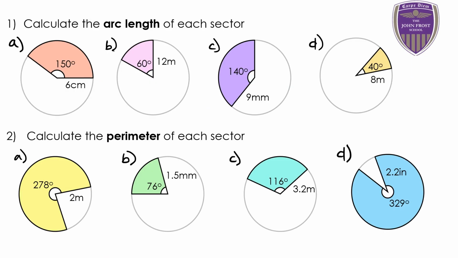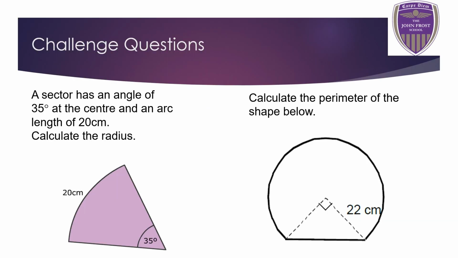So pause the video and have a go at working out the arc length of the top 4 sectors, but then work out the perimeter of the bottom 4 sectors, okay? Best of luck. Okay, welcome back. So let's have a look at some of the challenge questions then. Pause the video and have a go at these challenge questions. Welcome back. Now here are the answers.